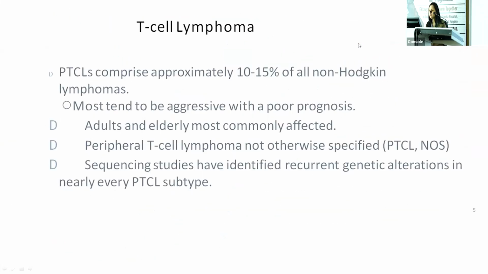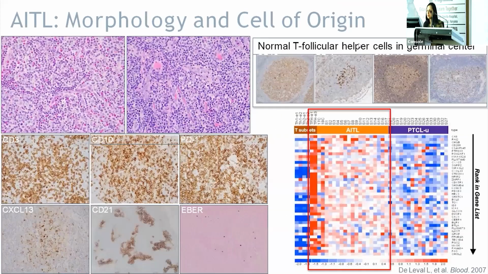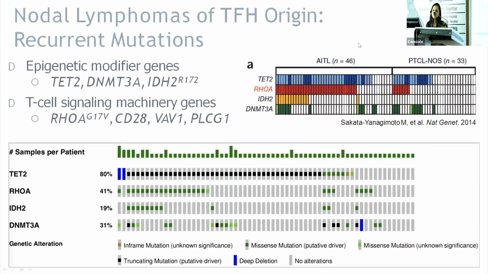And coming to the T cell lymphoma, so angioimmunoblastic lymphoma, I think I'll skip the clinical features. What is important for all T cell lymphomas are the epigenetic modifier gene mutations and T cell signaling machinery genes. These are common to all T cell lymphomas. Only the percentages vary. If you just look at it, the TET2 mutation 80%, the RHOA mutation 41%, IDH2 and DNMT3A. If you have this kind of a set, and you're not sure on IHC or anything, you will know that this is where the origin is coming from.